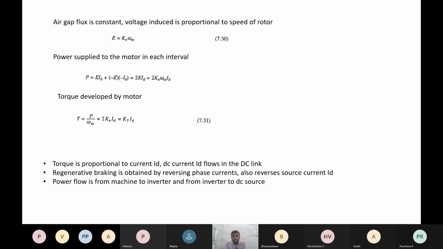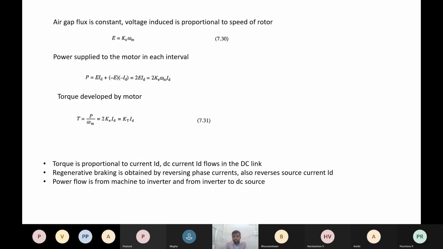So T equals P by omega m. This is our basic formula to calculate the torque. The torque will be given by power divided by speed. So with the help of power and speed, we can calculate the torque. That will be given here as Kt into I. Ke is one kind of constant and Kt is the constant. So finally T is directly proportional to I. This is our required thing. Here torque is directly proportional to the current ID, that is the DC link current.